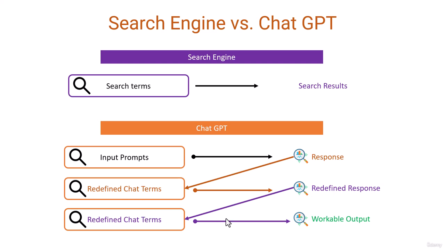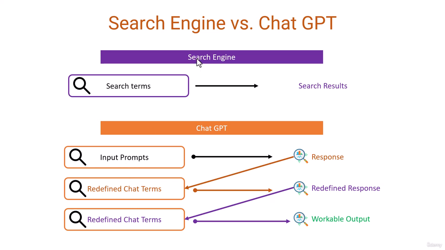In this way, it's like chatting with a chatbot. Until and unless you get your required result, you can keep asking to improve the results. And finally, if you are satisfied, you will be getting your workable output. So the basic difference between a search engine and ChatGPT is that ChatGPT remembers your previous prompts. So it has the capability to improve its response based on previous responses.